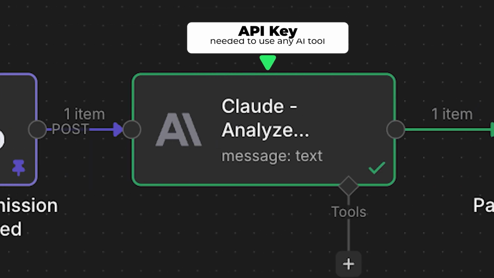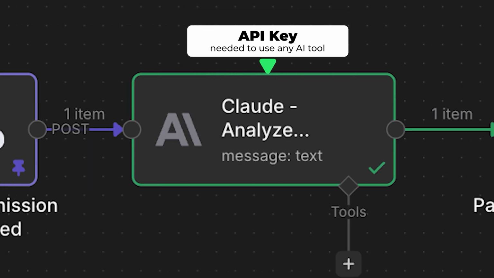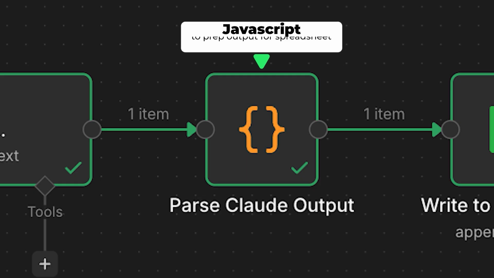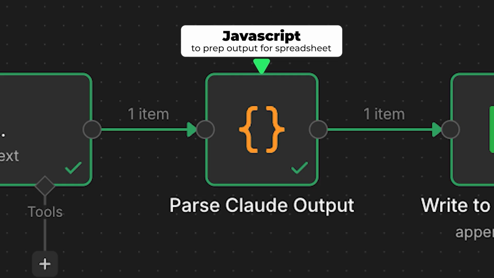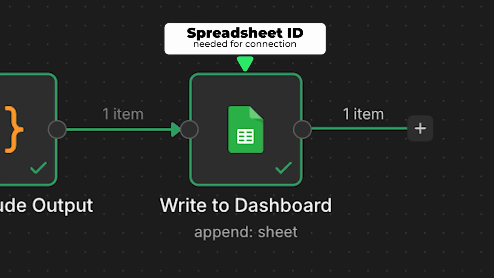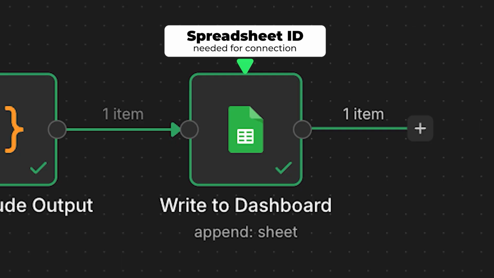This is the processor. Claude reads the unstructured feedback text and extracts the themes, sentiment, action items, and the confidence rating. It returns that as structured text. This is the parser. Claude returns plain text. This node converts it into clean JSON fields that the spreadsheet can actually use. It's the bridge between Claude and your sheet. This is the output. The parsed data gets appended as a new row in your dashboard. Every submission stacks neatly underneath the last one.